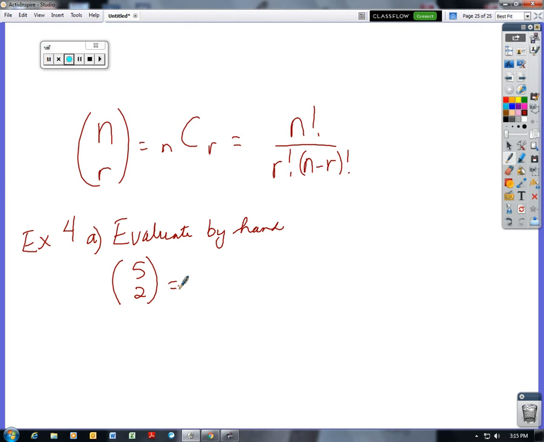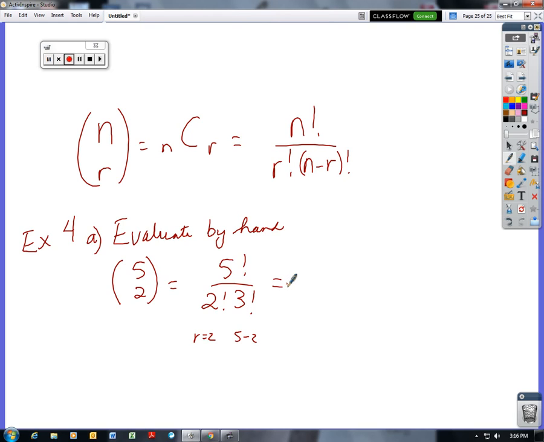So this means 5 choose 2. So I'm going to do 5 factorial over 2 factorial and then 3 factorial, because these two numbers are going to add up to 5. So it's really fast, you can see it pretty quickly. Because r is 2, and then this is 5 minus 2, which is 3.